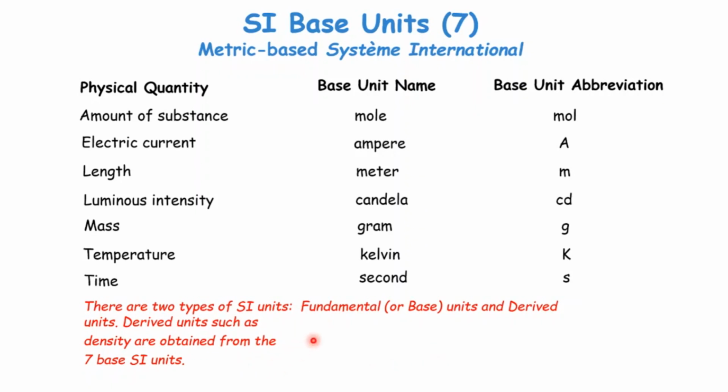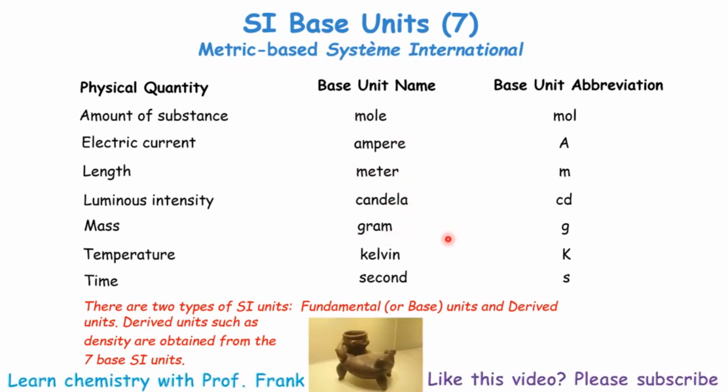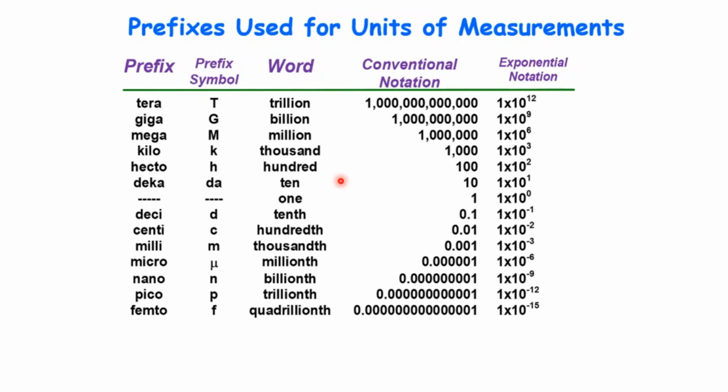There are other SI units that can be derived from those base units, so there are many more SI units. But in terms of base units, we have these 7. The advantage of the SI units is that they are all ten-based. Here are the prefixes, depending on what your base unit is.